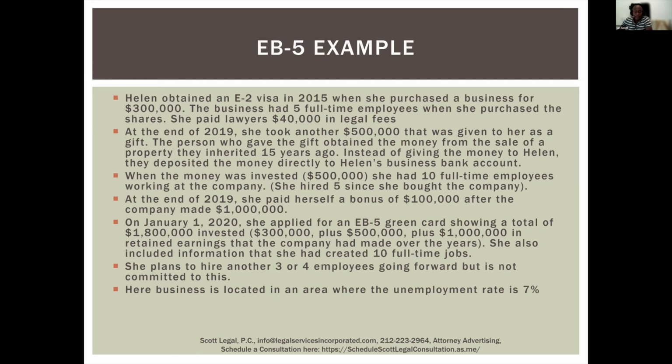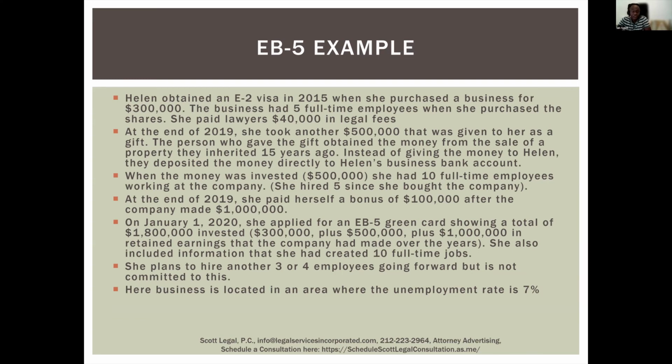When the new money, the $500,000, was invested, there were 10 full-time employees already there. She'd had 5 and she hired another 5. And at the end of 2019, she also paid herself a bonus of $100,000. And the company made $1 million. So she thought, let me give myself a bonus, it's my company, why not? And she applied for the green card, and she said, well, I've invested $1.8 million: 300,000 plus the 500,000 plus the 1 million in retained earnings. So give me my green card, and I don't want to hire anybody else because I already have 10 employees. And her business is located in an area where the unemployment rate was 7%. So let's talk about some of the issues that come out of this example.